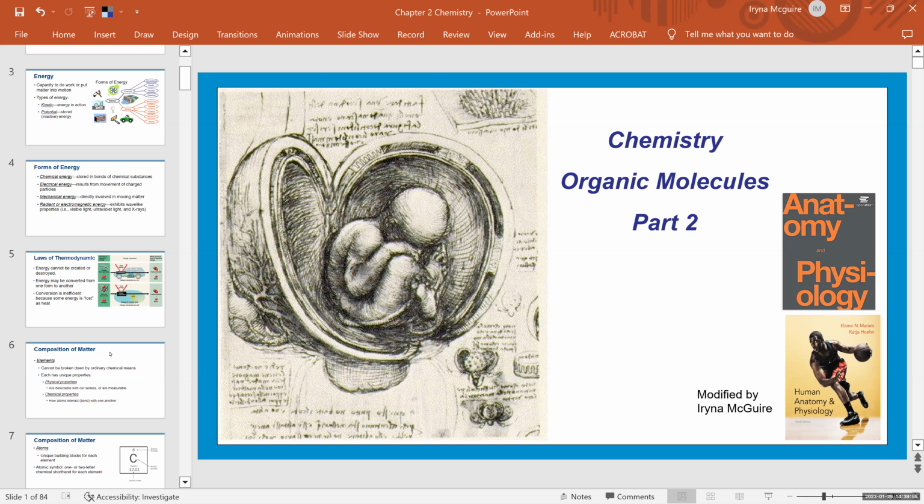Now in synthesis, you're gonna lose water, right? So water will be a product of the reaction. That's why we call it dehydration. And in hydrolysis, water is gonna be a reactant. So you're gonna use water to break chemical bonds between monomers.